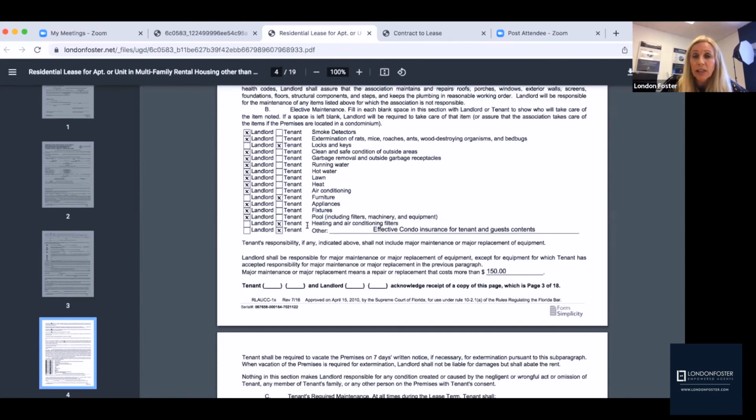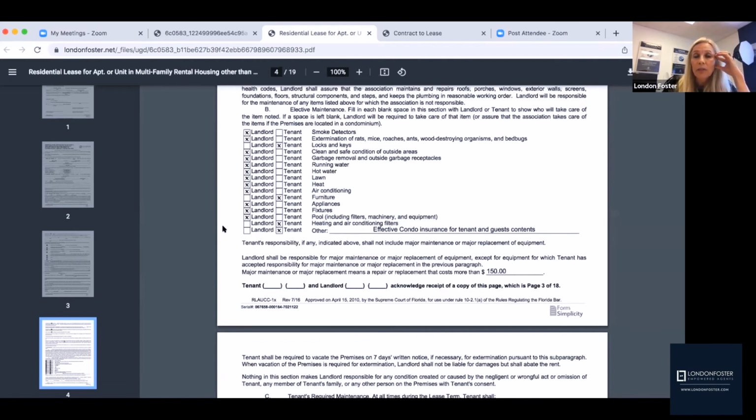Heat and air conditioning filters, this has been added. This was added last year. It was never there. We always had to write it in, but heating and air conditioning filters, they can pick those up in a 3-pack at Home Depot. They can get those at Navarro's. They can get them at Publix. Just check the size of it on your AC unit and make sure that they're changing those.